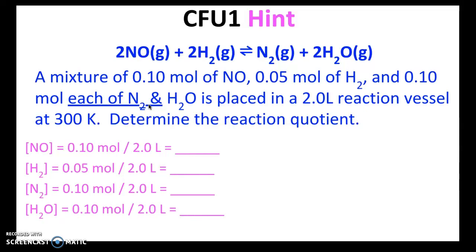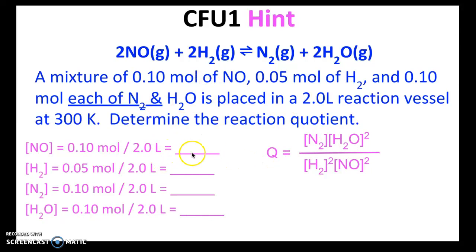All right, my next hint is that you should write out the Q expression. And the Q expression is the same as the K expression, except it's just not at equilibrium. So it's going to be products over reactants. And so this is what your Q expression should look like. Once you have all of these values, you can simply plug them in, and then that will give you Q.